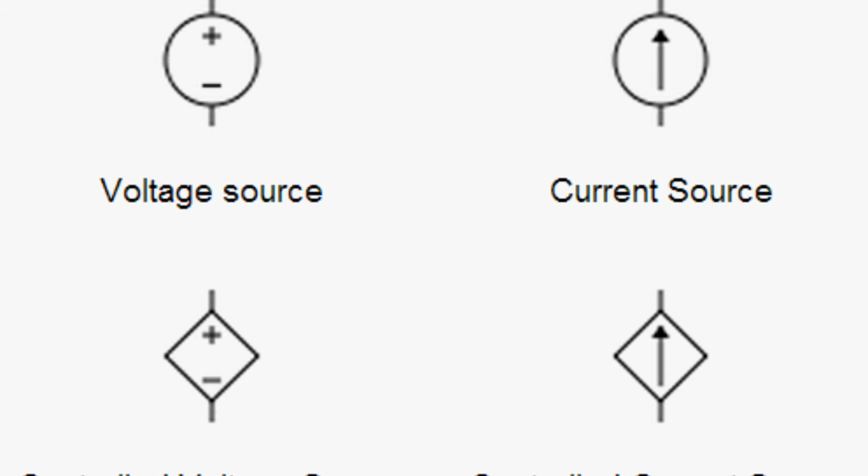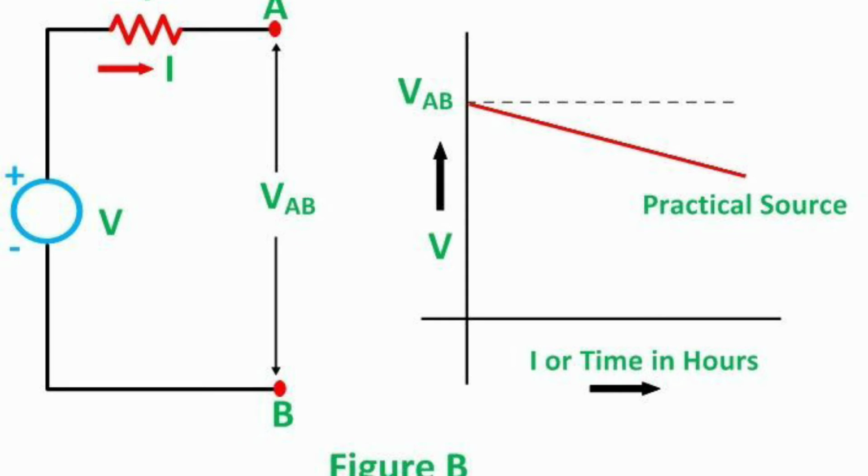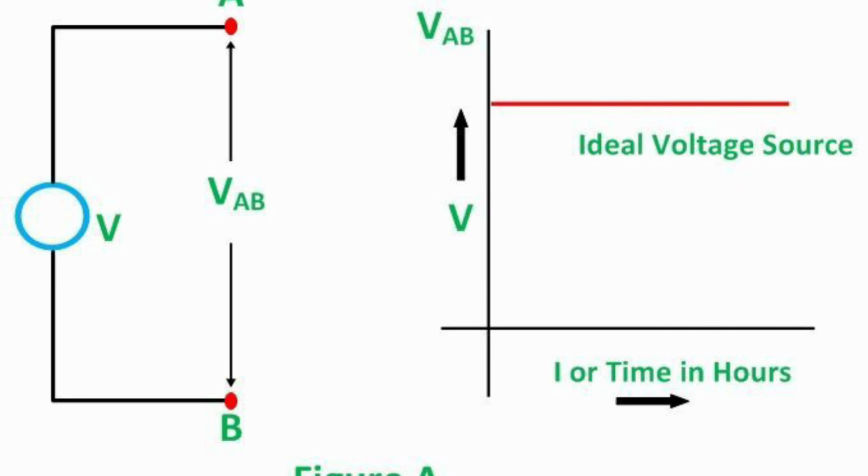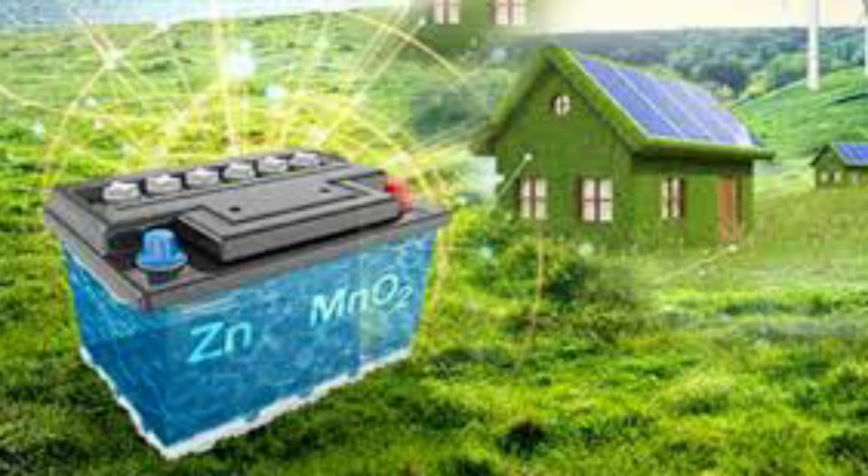That is the symbolic representation of the ideal and practical voltage source. That picture is the circuit diagram and characteristics of the practical voltage source. Next is the circuit diagram and characteristics of the ideal voltage source. Batteries and alternators are examples of voltage sources.